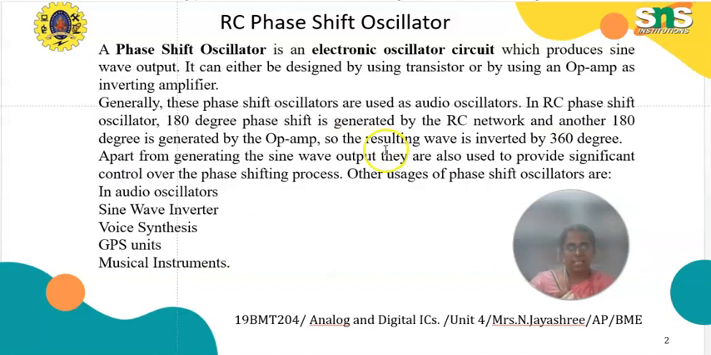In this RC phase shift oscillator, the amplifier network produces a 180-degree phase shift and the feedback network produces a 180-degree phase shift. So in total it gives a 360-degree phase shift. Apart from generating the sine wave output, they are also used to provide significant control over the phase shifting process. Other usages of RC phase shift oscillators are in audio oscillators, sine wave inverters, voice synthesis, GPS units and musical instruments.